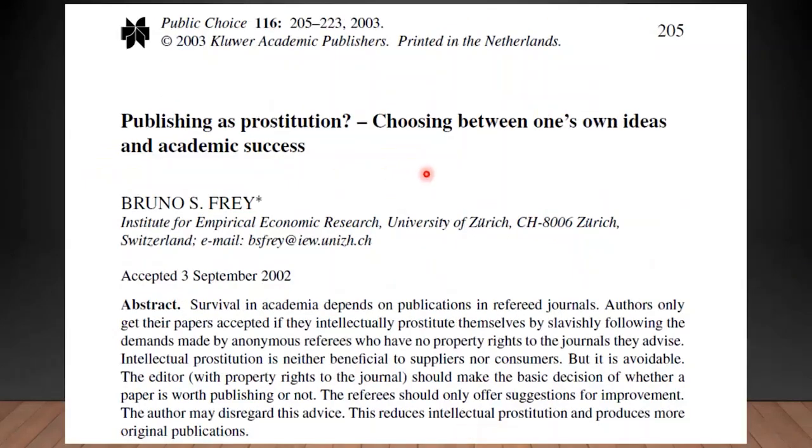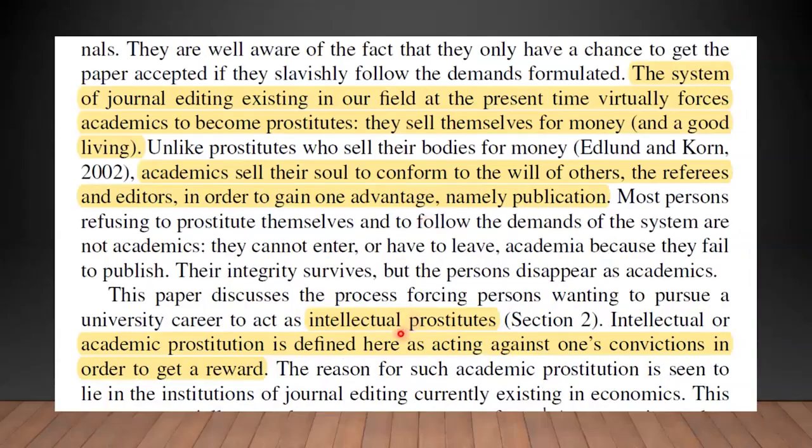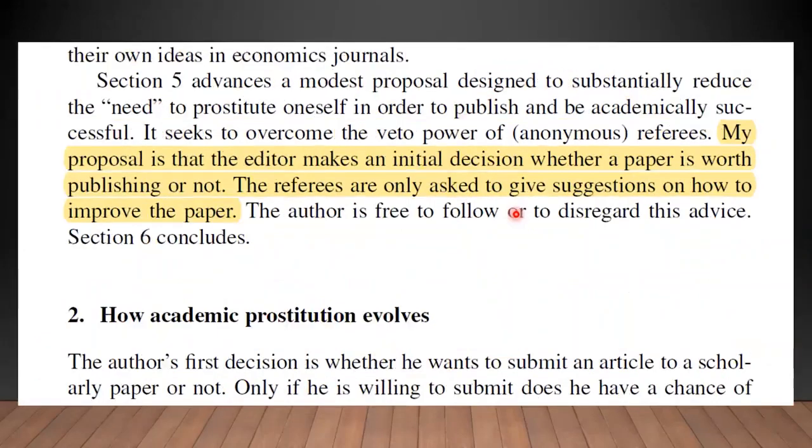Publishing as prostitution, another paper. This is an interesting paper where the author argued, from economic theory, about acting against one's conventions in order to get a reward. So this is a serious paper from economic theory. These concepts are discussed there, and academics sell their soul, conform to the will of others, the referees, the editors, in order to gain one advantage, namely publication. So the proposal is that the editor makes an initial decision whether a paper is worth publishing or not. The referees are only asked to give suggestions on how to improve the paper.